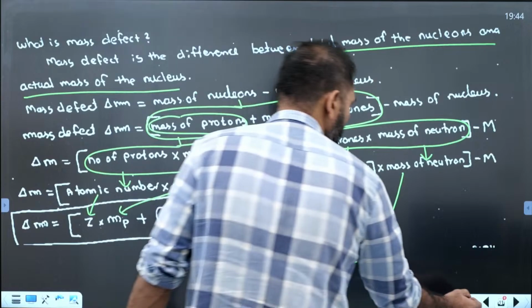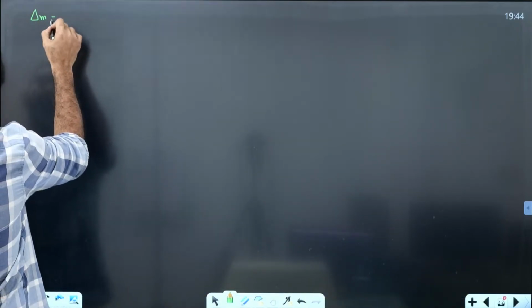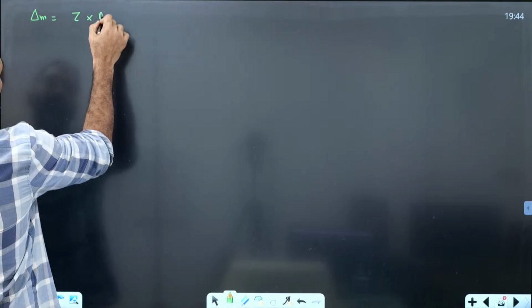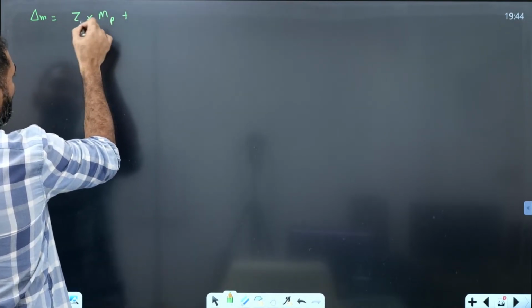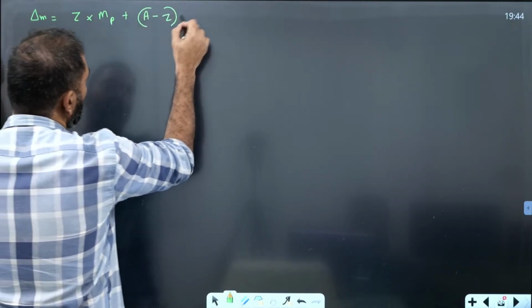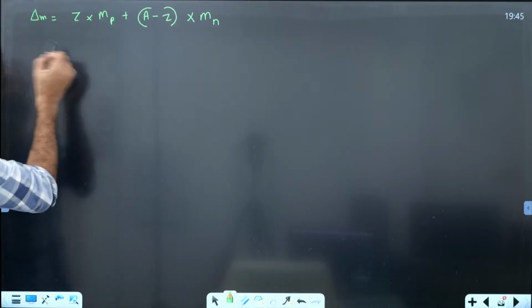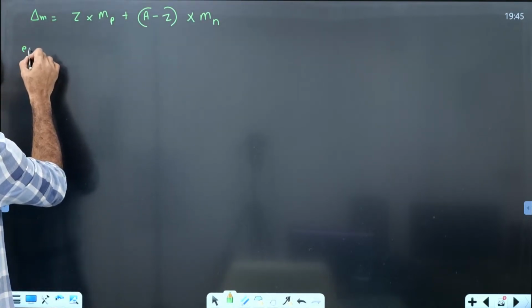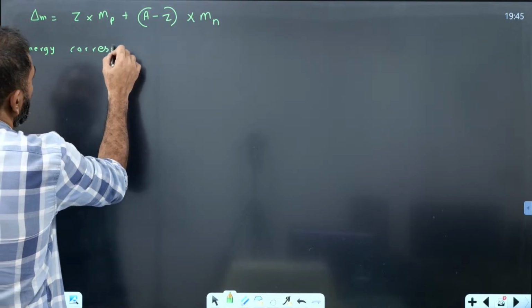Next, mass defect delta M is equal to what? Atomic number into mass of a proton plus what? Atomic number is what? Number of protons into mass of a proton. Mass number minus atomic number, that is the number of neutrons, into mass of a neutron. This is mass defect.